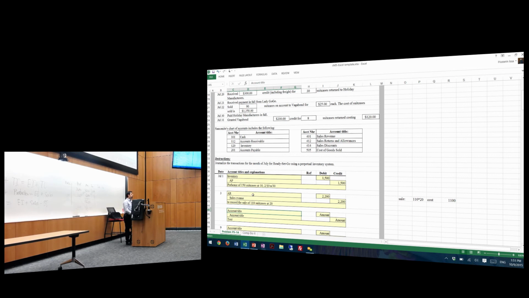What do you do next? What happened to the company's inventory? It decreased. So we know that we are going to credit inventory and debit cost of goods sold. Now, because we're talking about cost of goods sold and inventory, which is important, you use cost, which was $1,100.